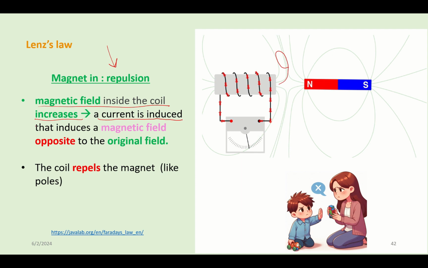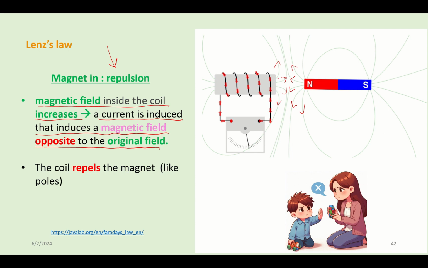A current is induced that will induce another magnetic field, and this magnetic field will be opposite in direction to the original one. So the original one was directed like this. The induced one is going to be in the opposite direction. So we will have a repulsion force between the coil and the magnet.